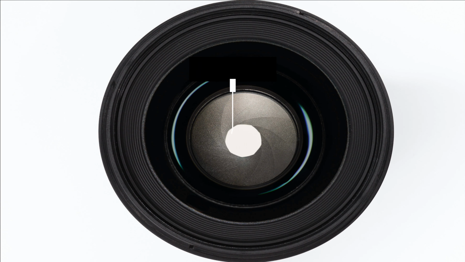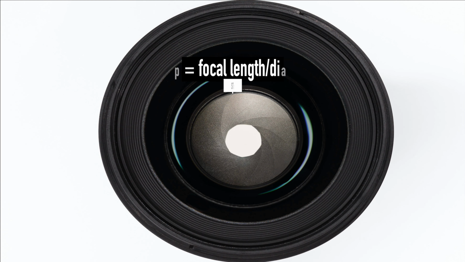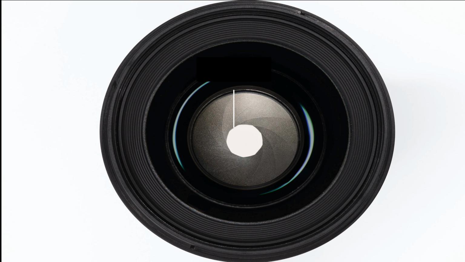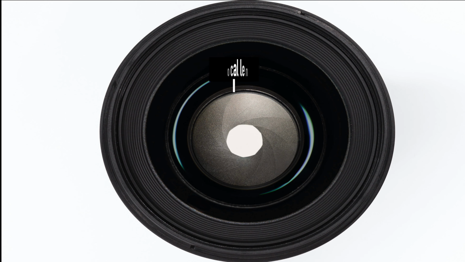To understand why large f-stop numbers refer to small openings and small f-stop numbers refer to large openings requires a bit of math. Don't worry, I'll try to keep it simple. If you take the ratio I mentioned above, to get the f-stop, you divide focal length by diameter. And to get the diameter, you take focal length divided by f-stop. What this means is that for any given focal length, we can calculate the diameter of the aperture by dividing the focal length by the f-stop value.